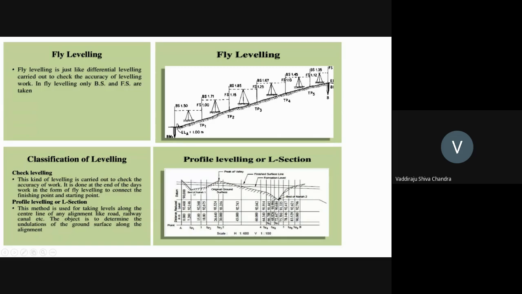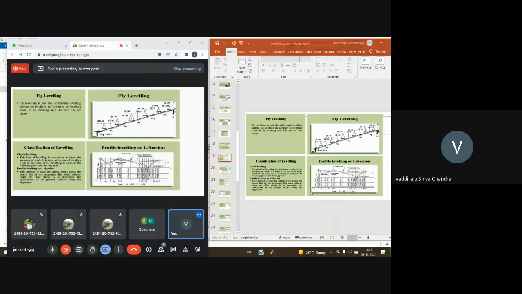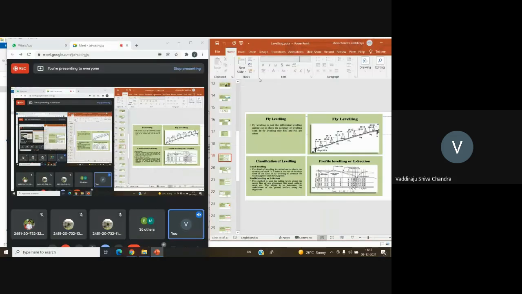This is the original ground surface. There are some dotted dashes. That is the original ground surface. And this is the formation level. This is the level at which I want to lay my work. And the one above is the finished surface line. So I will be taking the readings at the centers, and I'll be calculating the reduced levels. I'll be placing my staff at the center along the center line. I'll just show with another example.